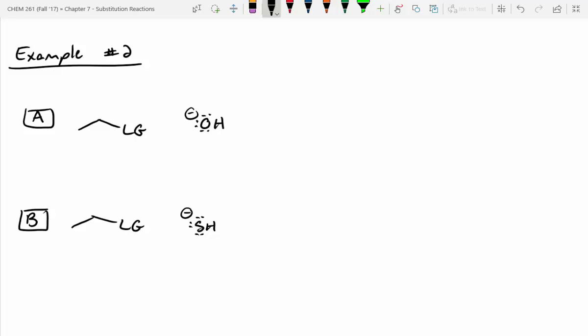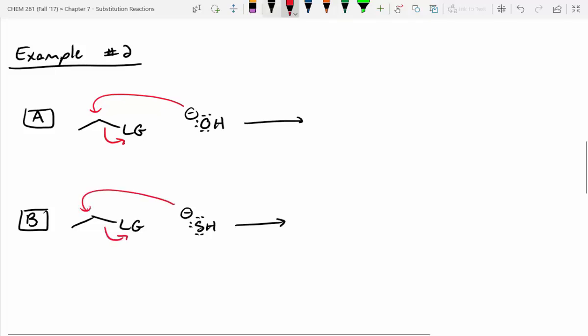All right, so same thing. We want to provide reaction pushing arrows. We know this hydroxide as a nucleophile will do a backside attack, kick off our leaving group. Same thing with the lower one. And then down here, we'll do this.